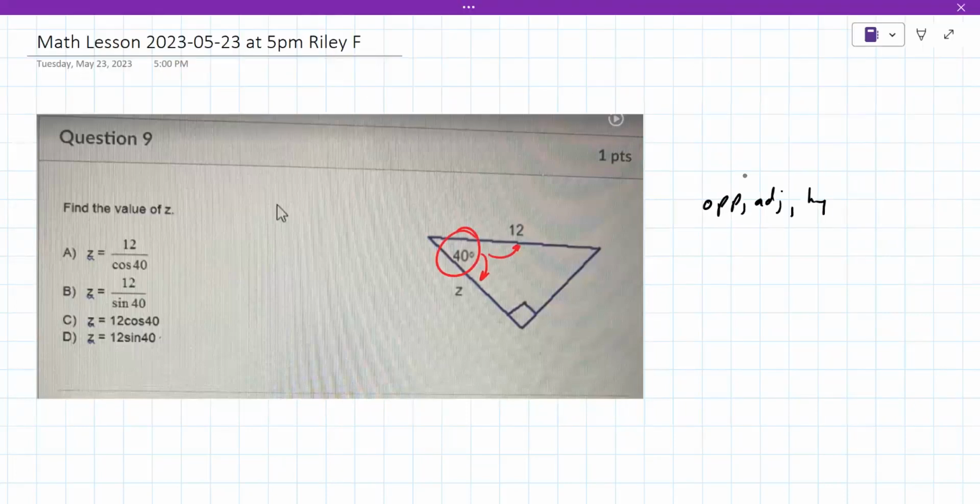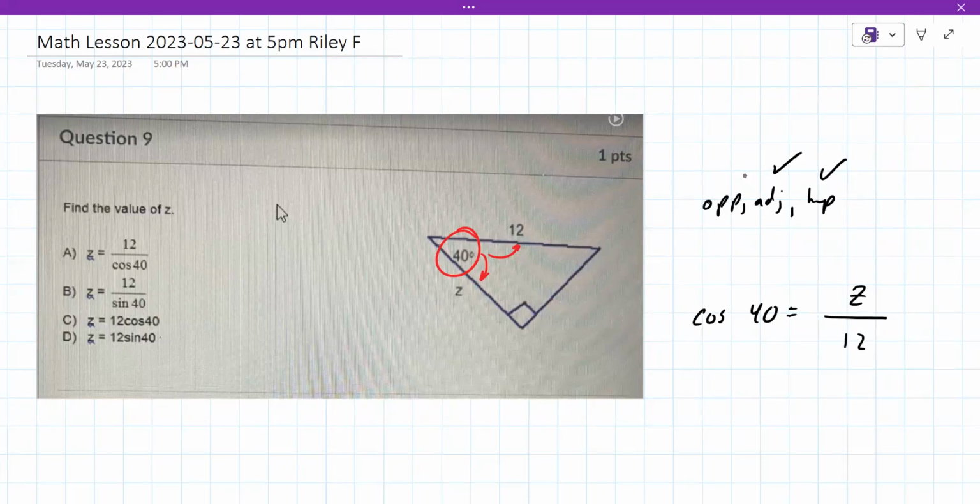12 is the hypotenuse and z is adjacent. Good. So which trig function uses adjacent and hypotenuse? Cosine. So you write the cosine of 40 equals what goes in the top, what goes in the bottom? Adjacent goes on the top and hypotenuse on the bottom. Yes. So that's z over 12.